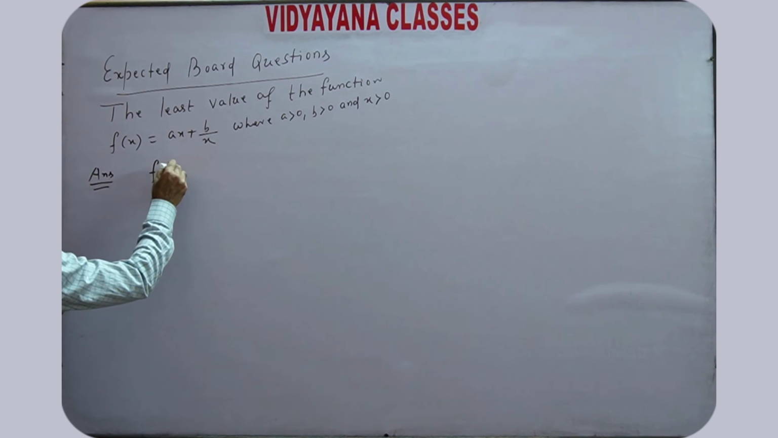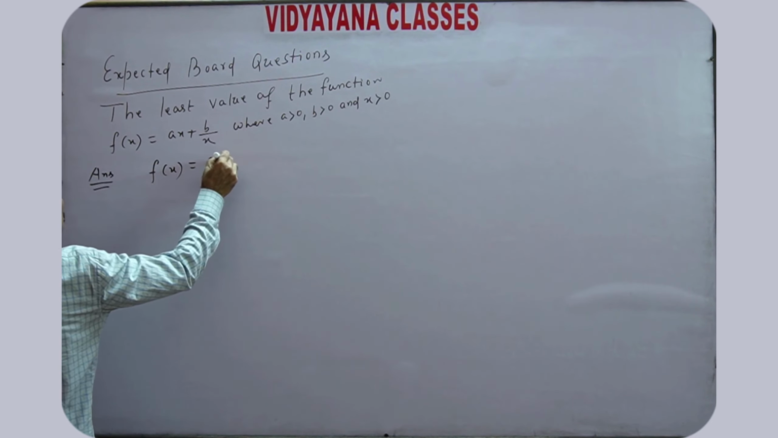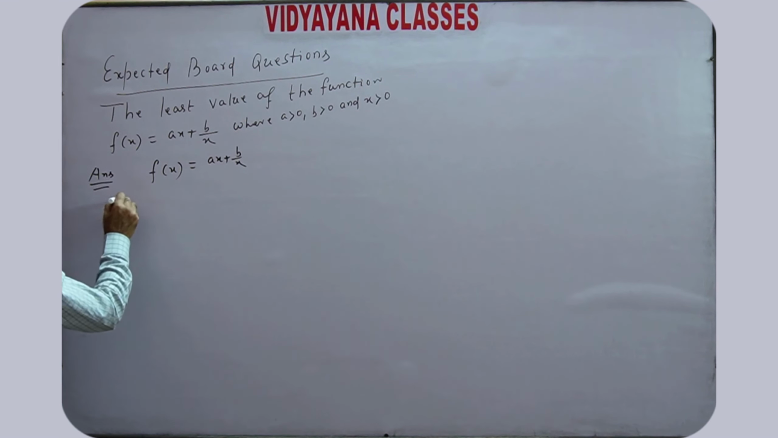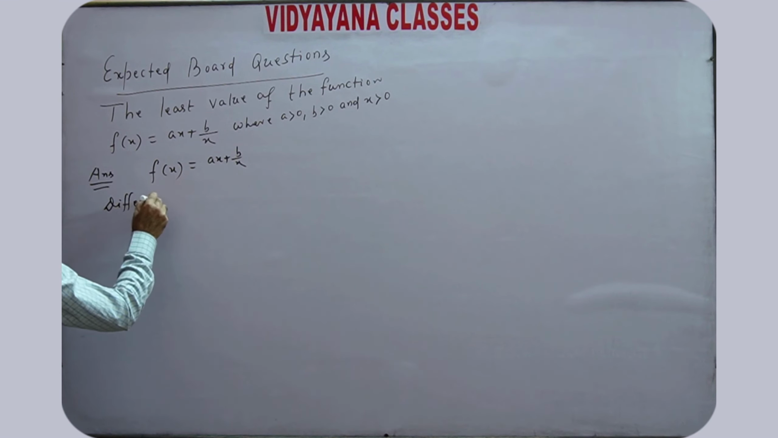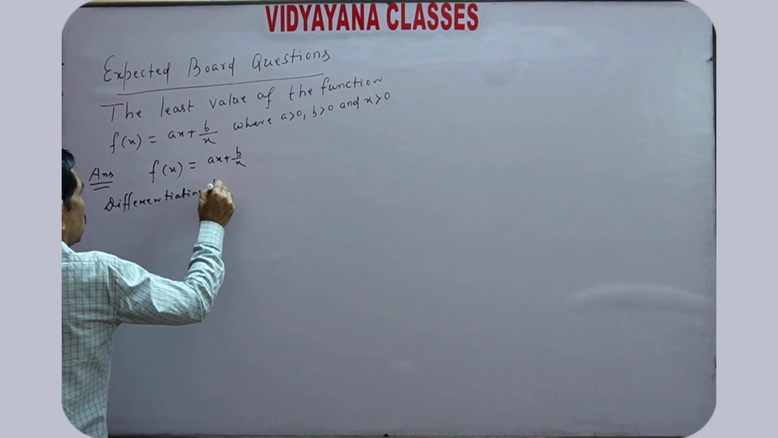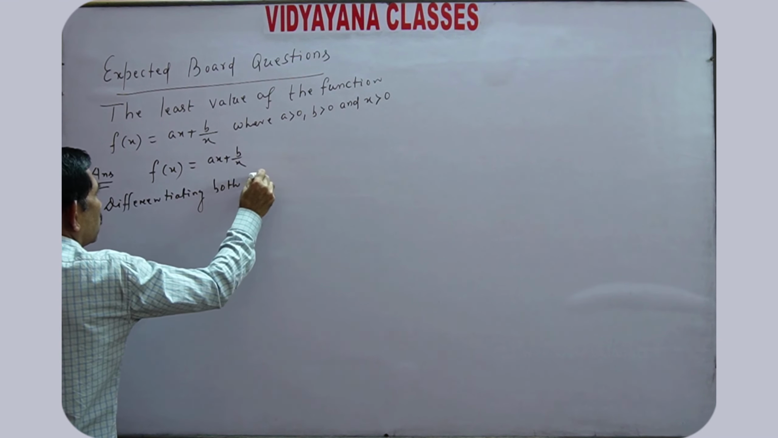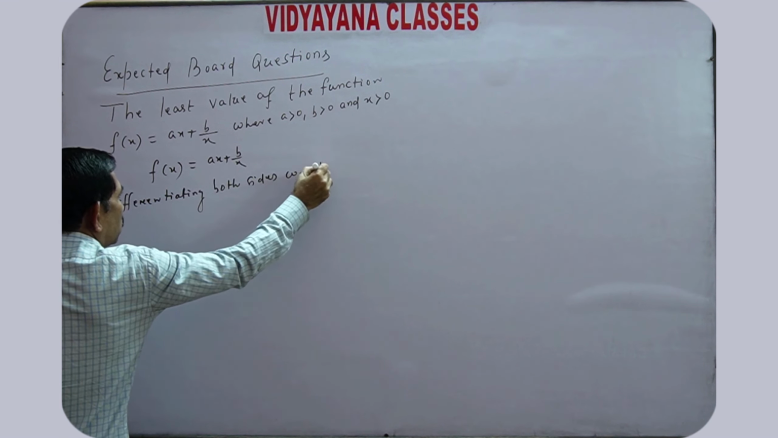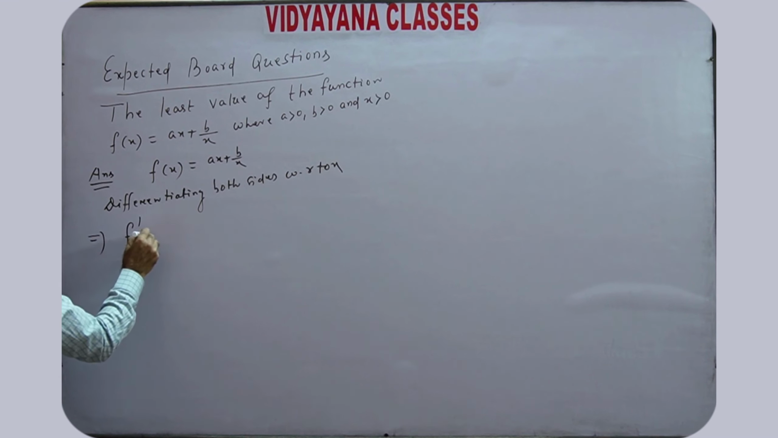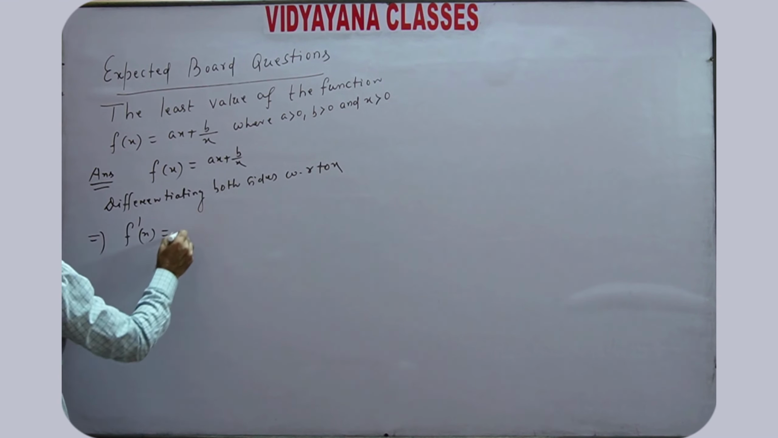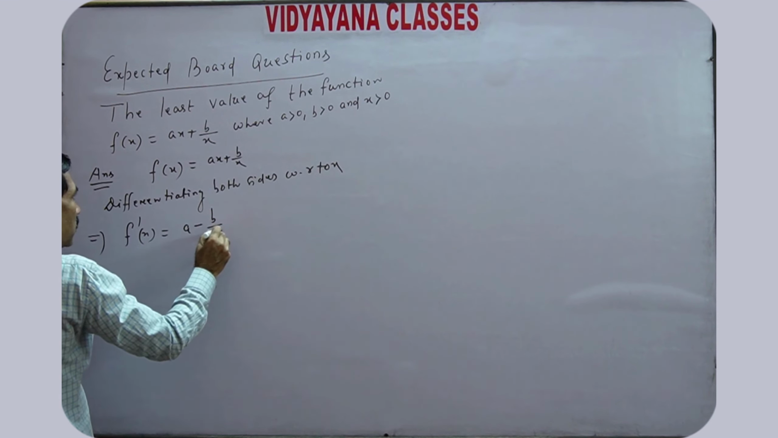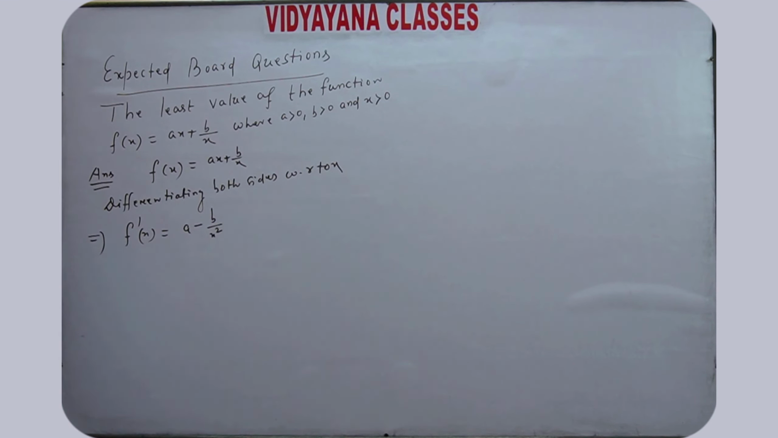Given f(x) is equal to ax plus b by x. Differentiating both sides with respect to x, which implies f'(x) is equal to a minus b by x squared. Clear?